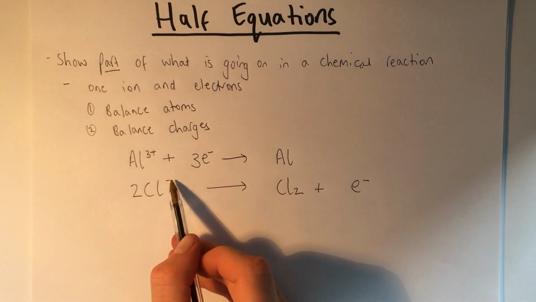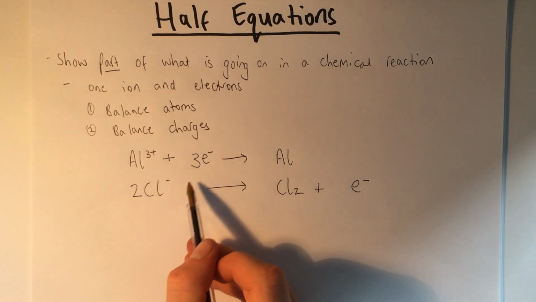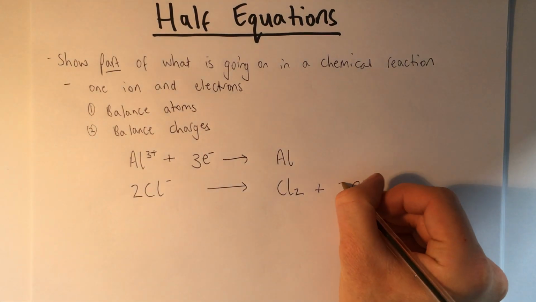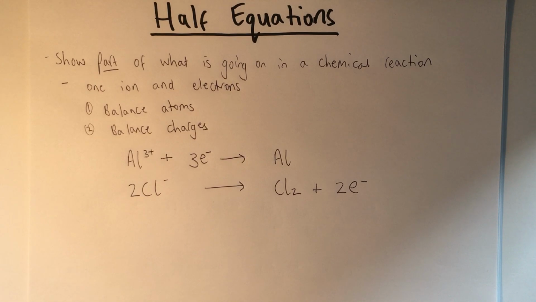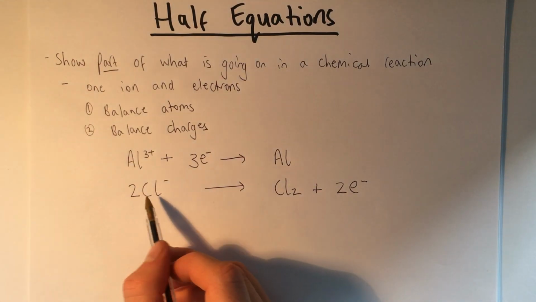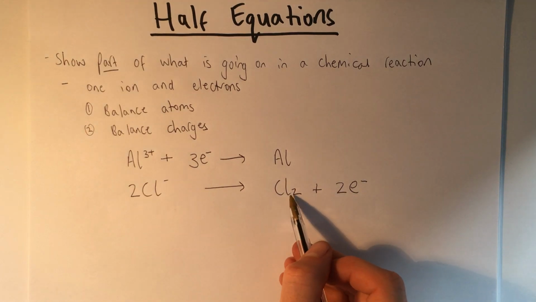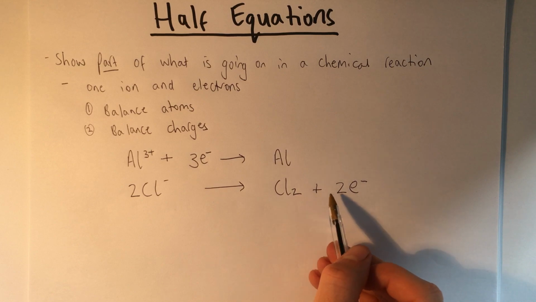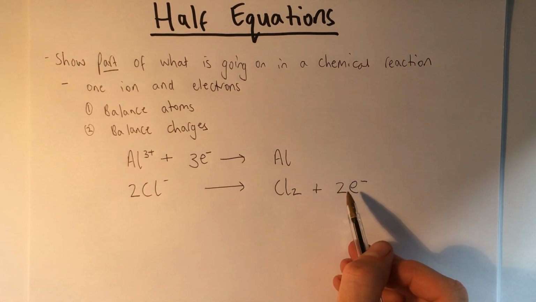Now, there's 2 lots of 1- charge here, so there's a total of 2- charge. So for it to be balanced, I've got to have 2 lots here, so I'm going to put a 2 there. And now we've balanced the charges, 2- to 2-, and this shows that for chloride ions to make chlorine molecules like that, they have got to lose electrons. We show that by the fact that the electrons are now separate.